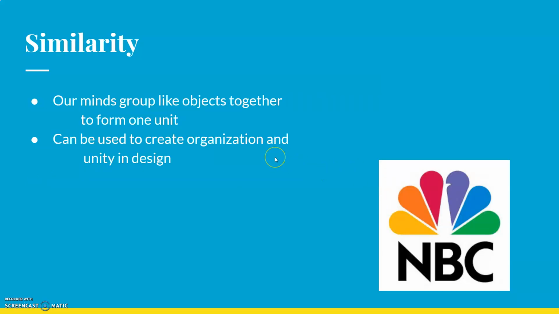The similarity, our minds group like objects together to form one unit. This kind of plays together with what I was just saying about the proximity, just all of the shapes being similar size and similar color and similar, just together. It helps us form just one unit with it. This can be used to create organization and unity in design, also similar to proximity.